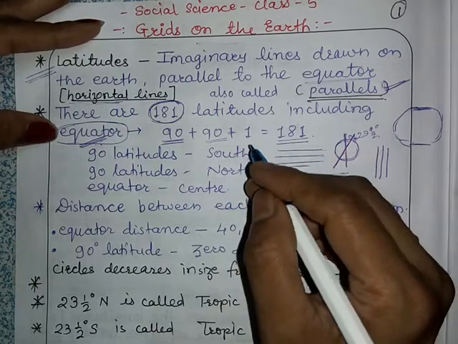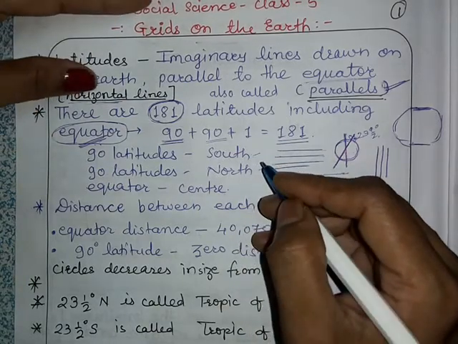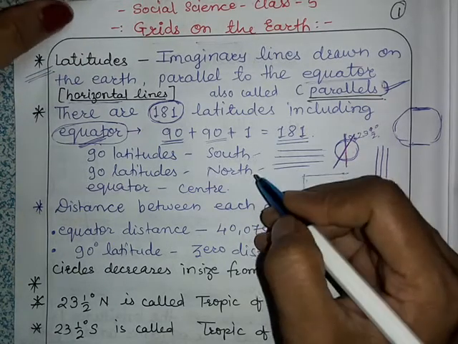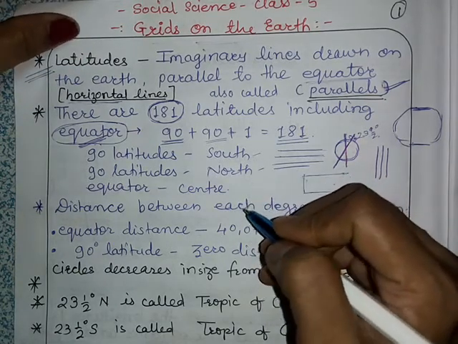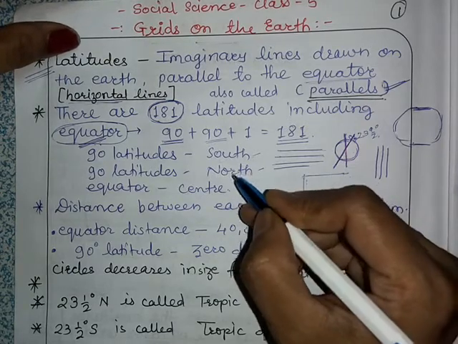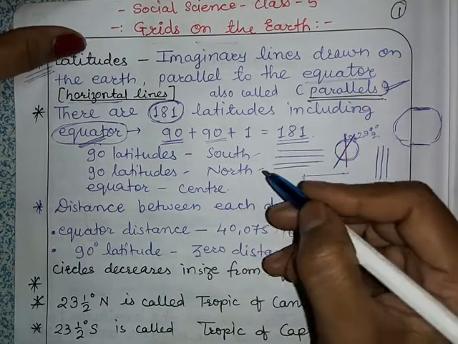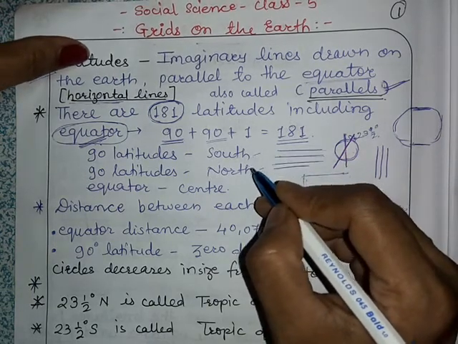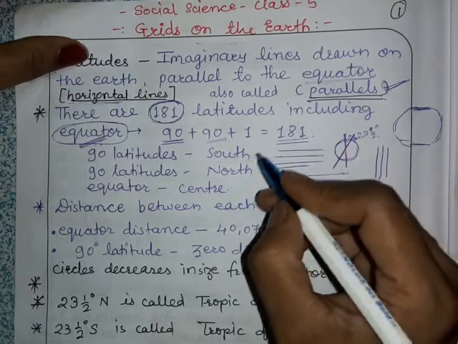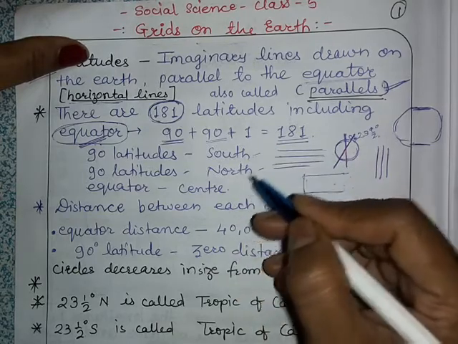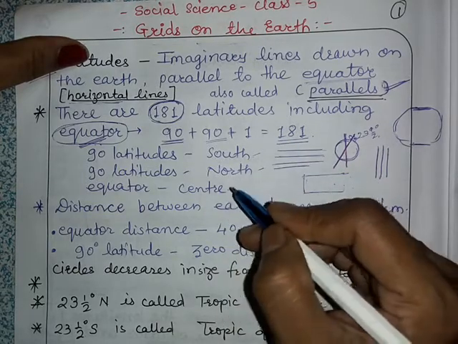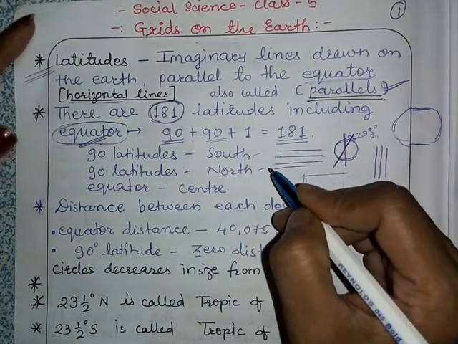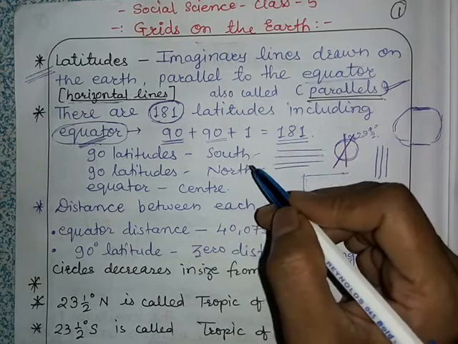We know about the rotation of the earth, but it is not rotating in a straight way. It is rotating in a tilting way, meaning it is tilted at an angle of 23.5 degrees. Earth is tilted at 23.5 degrees, and it rotates on that tilted axis. The globe is also designed similarly, in the same way.